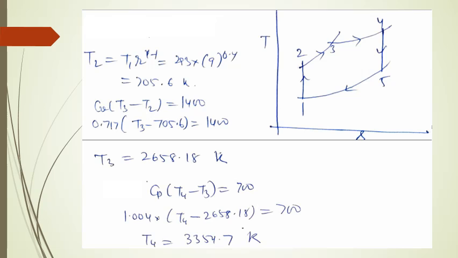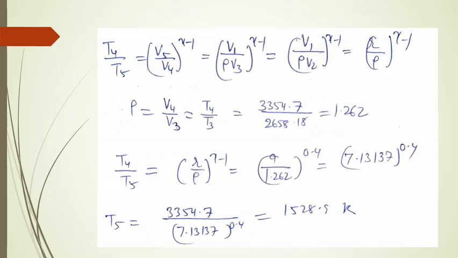Now T2 equals to T1 into R raised to power gamma minus 1, so that comes out to be 705.6 Kelvin. Cv into T3 minus T2, that is heat addition at constant volume, is given as 1400 kilojoule per kg. So this gives us the value of T3, which comes out to be 2658.18 Kelvin. Now heat addition at constant pressure has been given as 700 kilojoule per kg. So this gives me the value of T4, which comes out to be 3354.7 Kelvin.